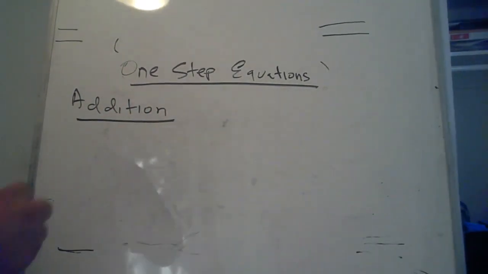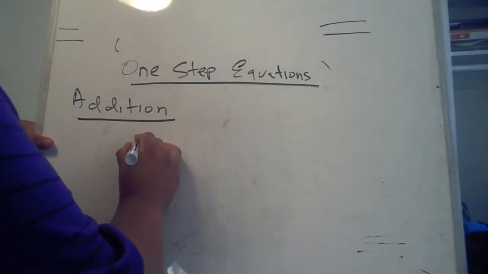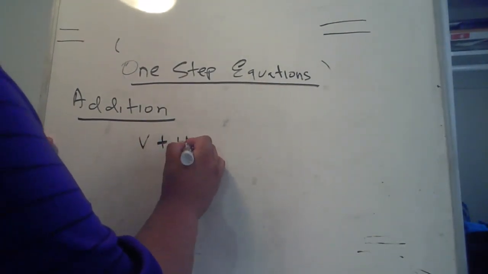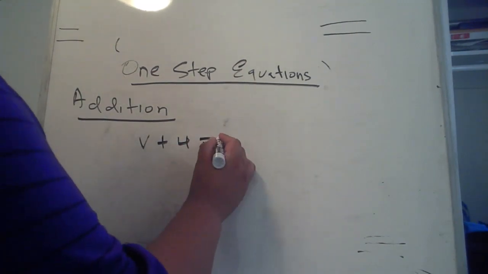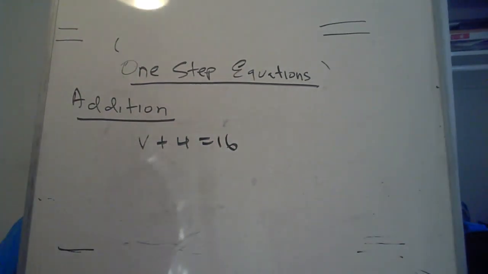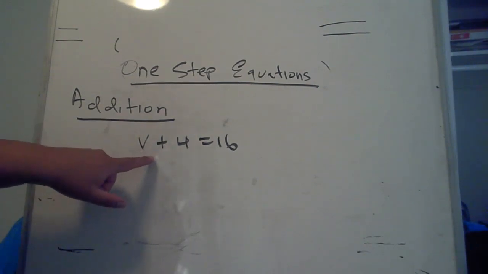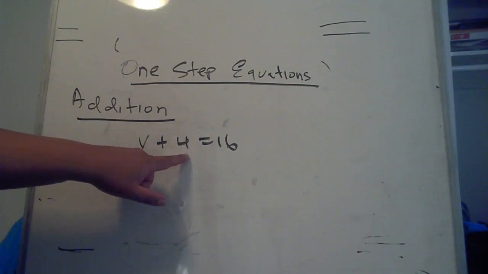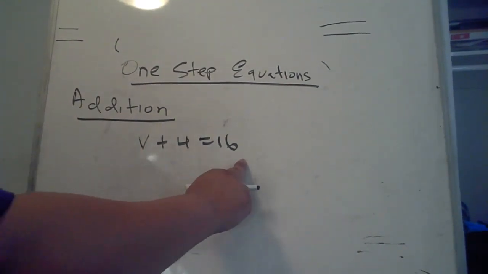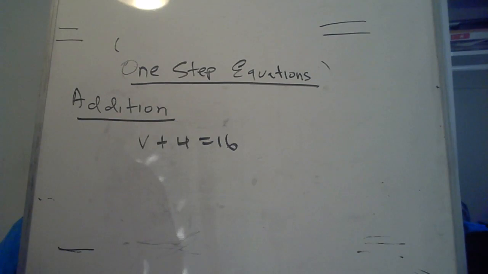For addition, we're going to look at equations that look like this: 4 plus v equals 16. You can see this is one-step addition because the variable v is added to the number 4 and it's set equal to 16. For this type of problem, which is called a one-step equation, what you have to do is solve for the variable and you're going to get a number or an answer depending on the problem.